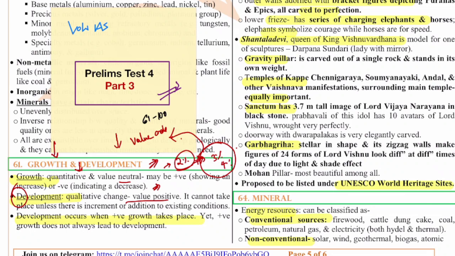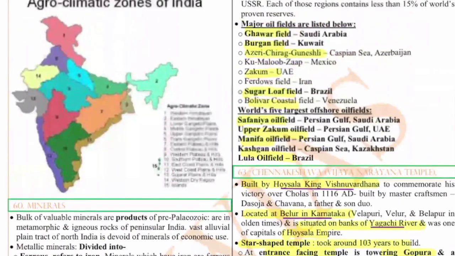It's value positive. It cannot take place unless there is an increment or addition in the existing conditions. Development occurs when there is positive growth taking place, yet positive growth does not always lead to development. Positive growth is generally associated, but not always, with development. So we cannot always say that because there is positive growth, there will be development. It is a chance that when there is growth there will be development, but that does not happen certainly. Okay, that is about the 61st question.